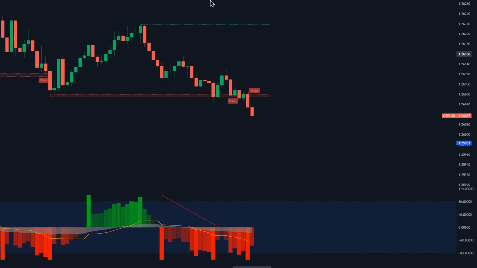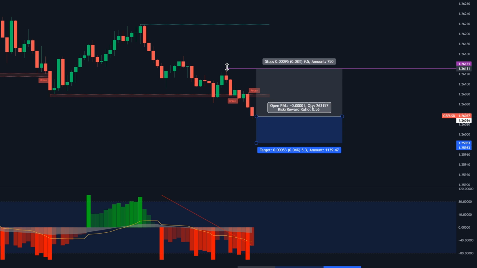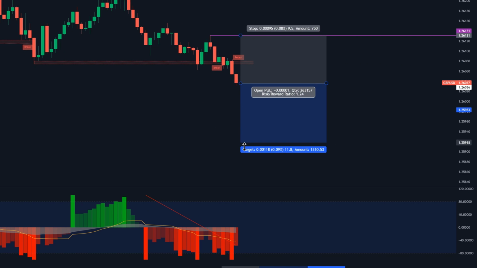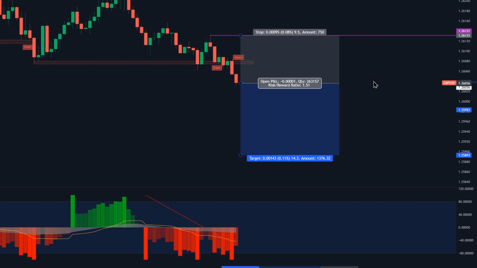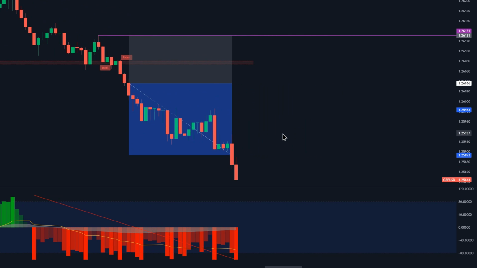We enter a short position, put the stop loss at the most recent swing high. For the take profit, we're going to go with 1.5 times the risk, letting the trade run, and as you can see, it decides to hit take profit.